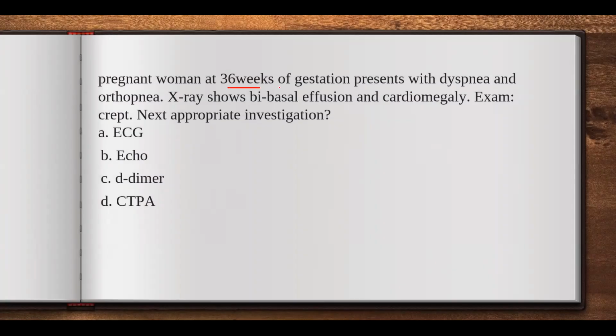A pregnant woman at 36 weeks of gestation presents with dyspnea and orthopnea. X-ray shows bilateral effusion and cardiomegaly, and you get bibasal crepitation in the lung. What is your next appropriate investigation? What's your diagnosis, by the way? Pregnant women having dyspnea, orthopnea, having cardiomegaly, basal crepitation, so CCF, right? So for CCF, what is your next appropriate investigation? ECG, echo, D-dimer, CTPA.